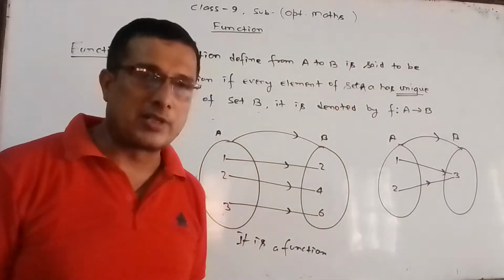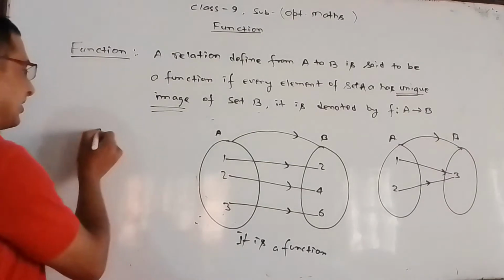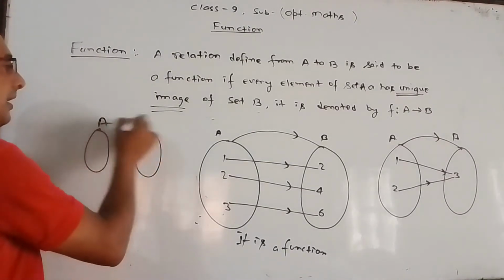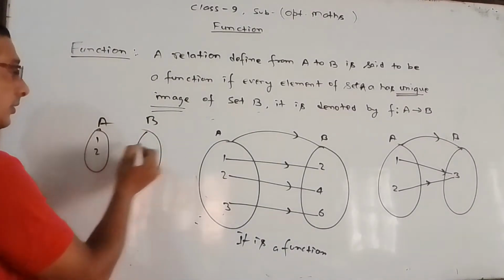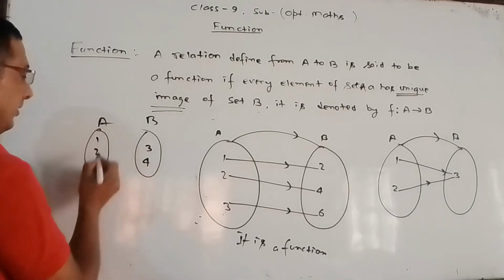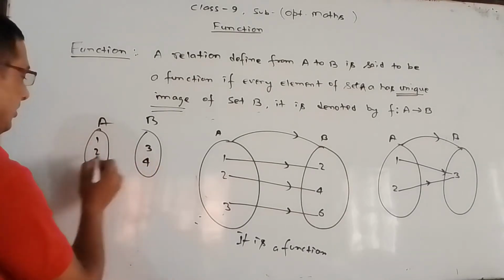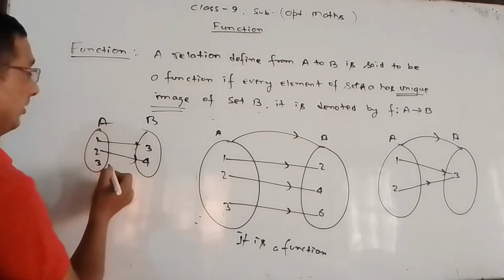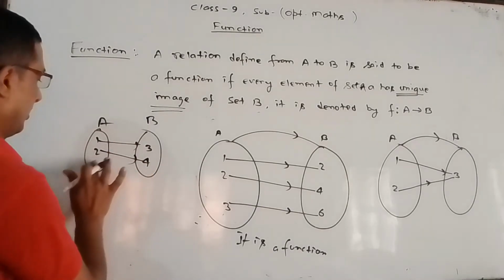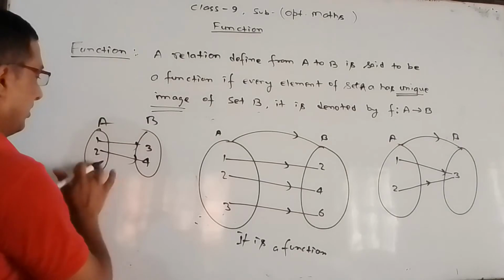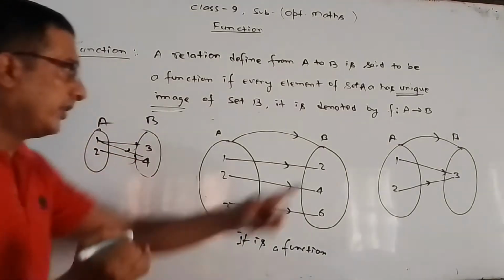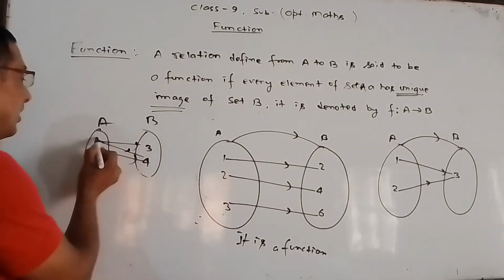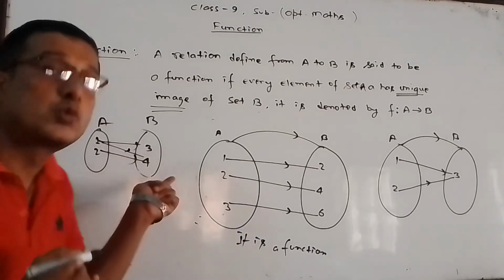Before I give more examples, take an example like this: A, B, 1, 2, 3, 4, and 3 also, 1 to 3, 2 to 4, and 1 to 4. This will be different. Here 1 has two images.